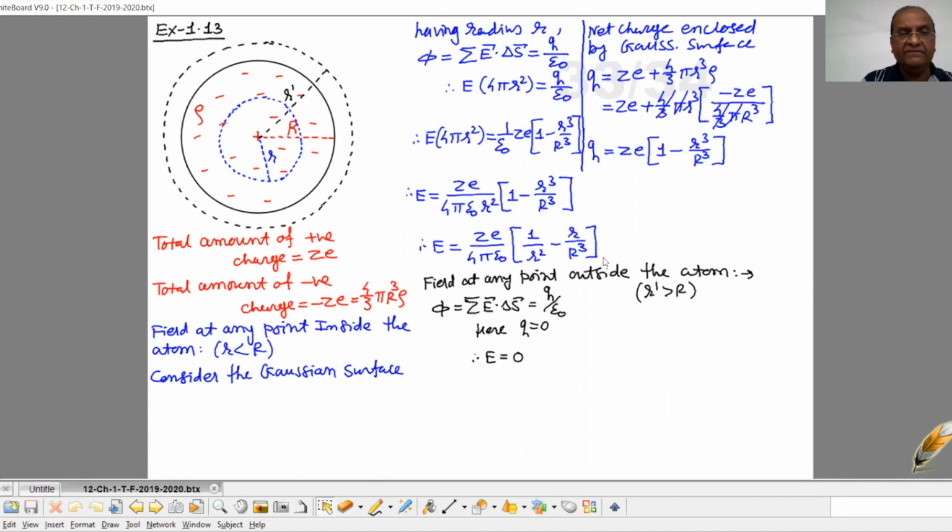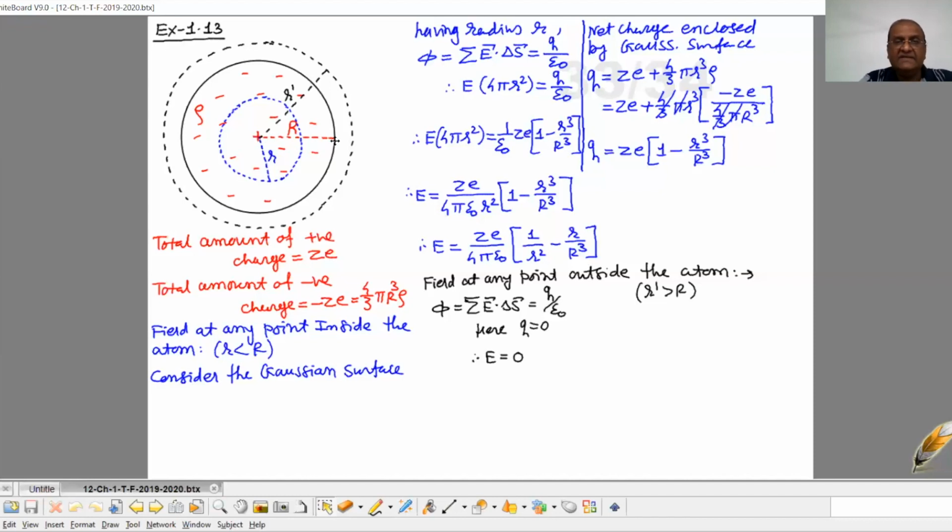Now see here. In this given atomic model, the total amount of positive charge, that is Ze, is at the center. Then the total amount of negative charge is minus Ze, because this atom as a whole is electrically neutral. And this negative charge is uniformly distributed over this radius R.